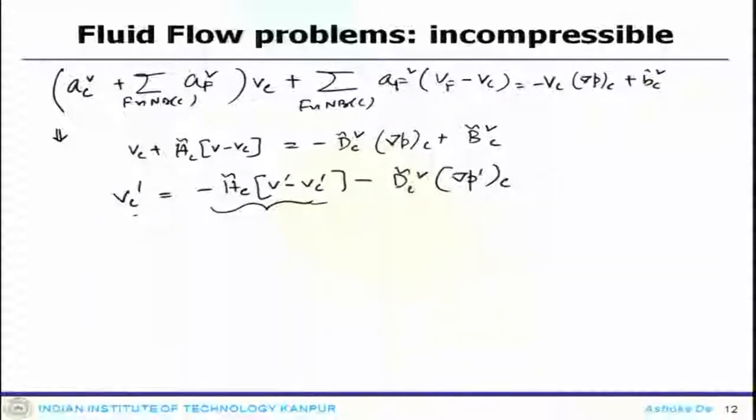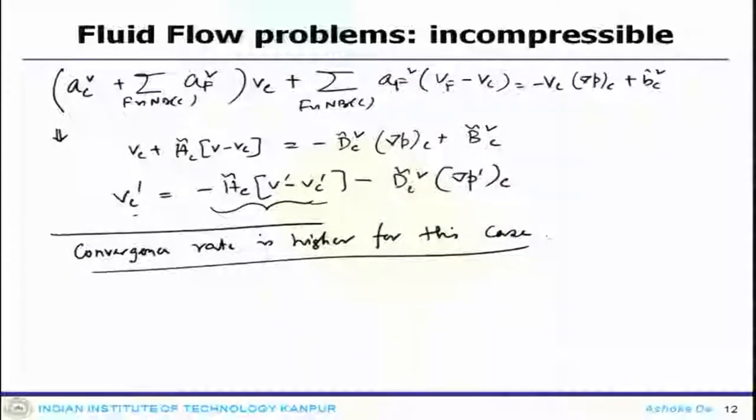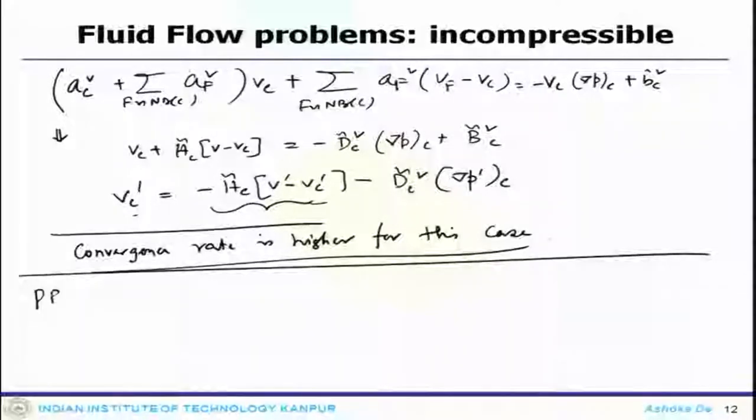The relaxation of the pressure becomes unnecessary as compared to SIMPLE. So in this case we may not require relaxing the pressure, and the resultant velocity corrections will satisfy the momentum equation better. Consequently, a higher convergence rate is obtained. So the convergence rate is higher for this case. That is important. Now, another algorithm which sits in between is called the PRIME algorithm.